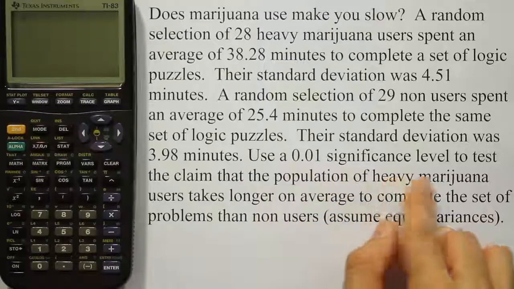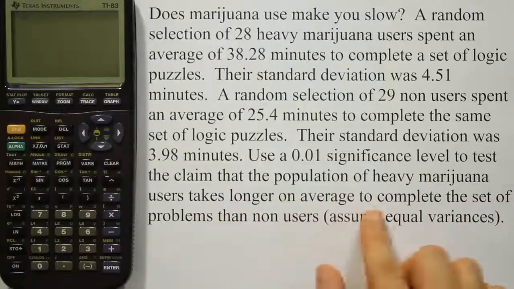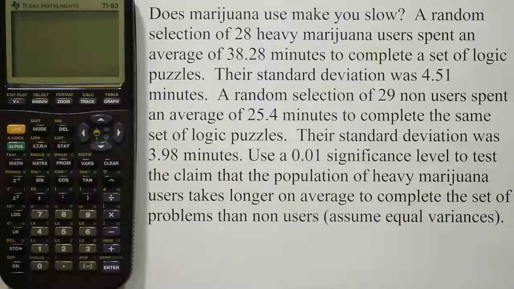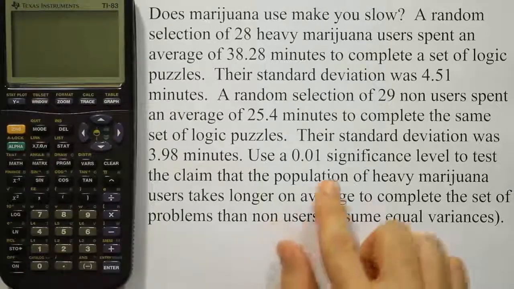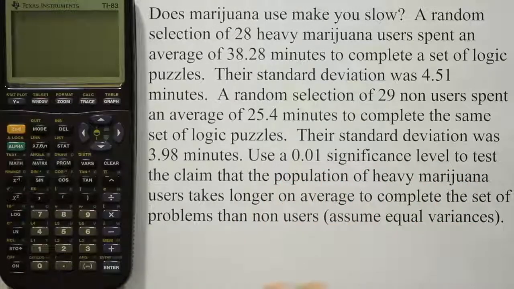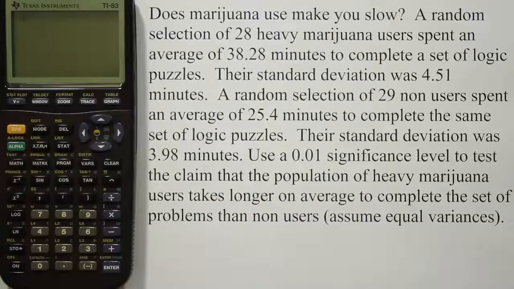Use a 1% significance level to test the claim that the population of heavy marijuana users takes longer on average to complete the set of problems than non-users. Assume equal variances. So based on the reading of this problem, it's a hypothesis test, right? Use a 1% significance level to test the claim, right? So test the claim, and it's talking about the average amount of time to complete a set of problems, right?